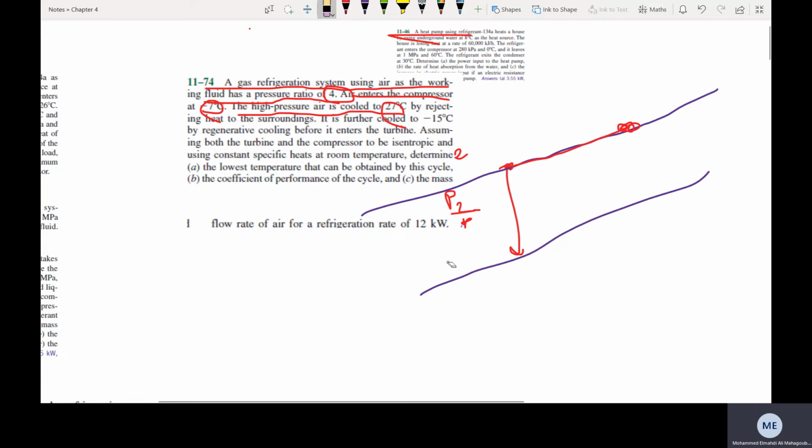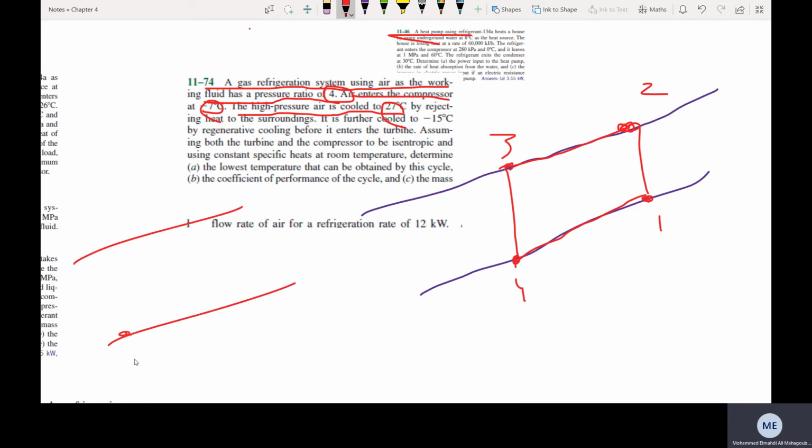But this is called the reverse Brayton cycle, so it works in reverse order. It starts from here: 1 is here, 2 is there, 3 is here, 4 is here, and then 1 is there. It is just like the normal Brayton cycle working in reverse. So first you have a compression at constant entropy, const S. Remember, const S. And here we have constant P heat addition.